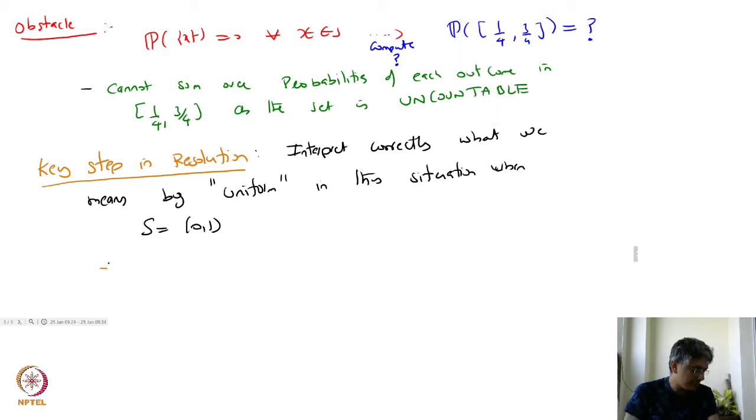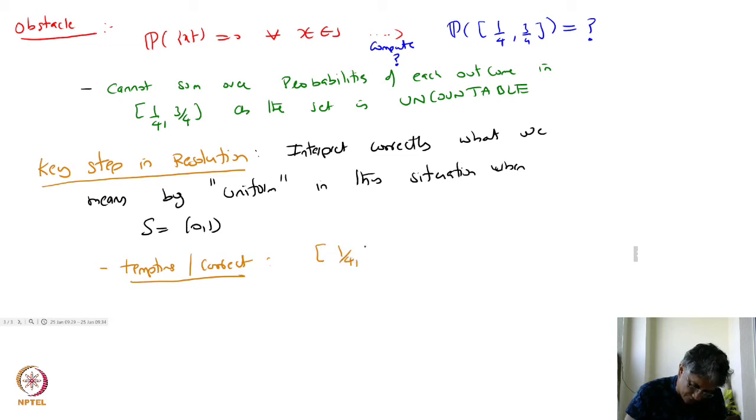It would be tempting and perhaps correct to do the following. So I have the interval 1/4 to 3/4. That's the interval of interest, the set or event of interest.